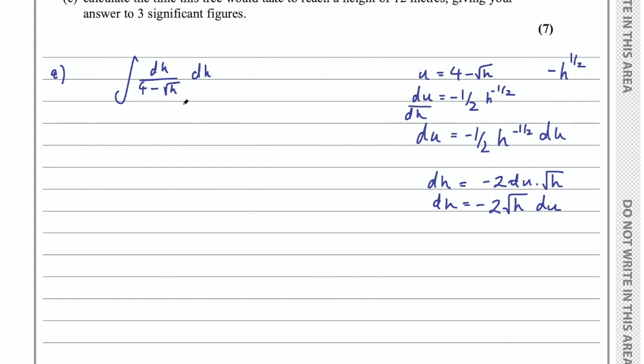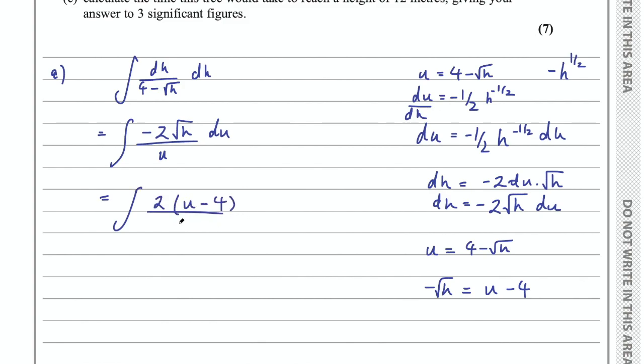So plugging these into this expression then, we could say this integral is the same as dh. This would be negative 2 root h du all over u. And now I still have that root h there, so I want to substitute something for that as well. So taking this initial equation, u equals 4 take root h, I want to rearrange this in terms of root h. So this would be negative root h equals u take 4, and then root h is equal to, actually I could even use negative there and get rid of that negative in the numerator. So this would be the integral of 2 times u take 4 all over u with respect to u. Okay, that is an integral I can do.